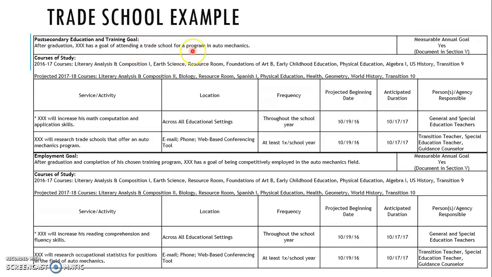Here's our example again. There's our wording. Goal is set up exactly the same. Researching trade schools for an auto mechanic program. Researching occupational statistics for auto mechanics. Okay, hopefully you guys are seeing a trend by this point.